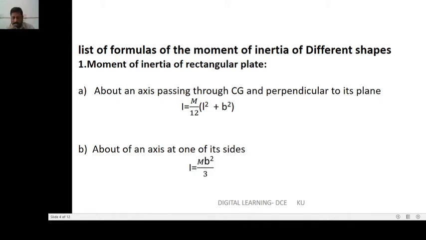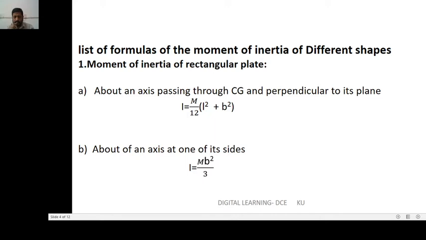It is defined as the product of mass of the body and the square of its distance from the axis of rotation. Its unit is kg meter square. And we have to discuss the moment of inertia of different shapes of bodies. First one, the moment of inertia of rectangular plate.